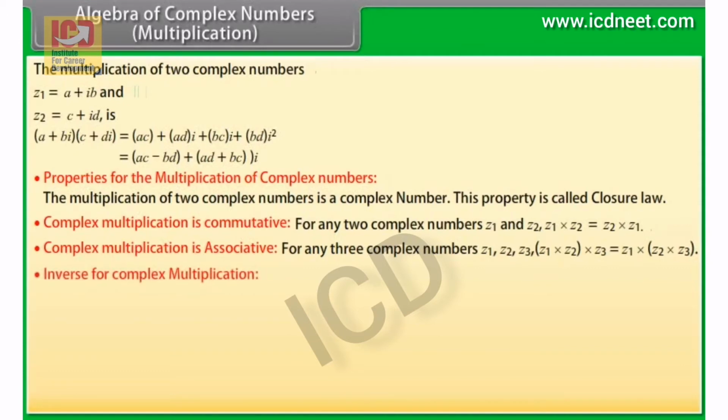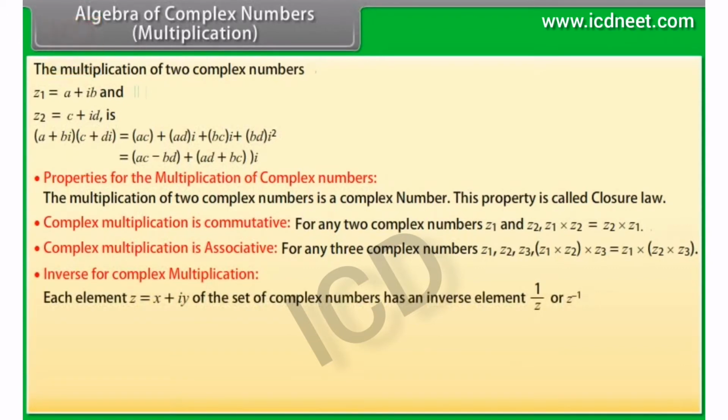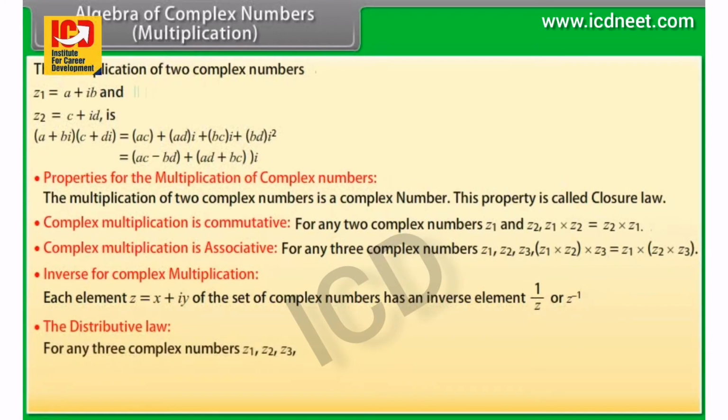Inverse for complex multiplication. Each element z is equal to x plus iota y of the set of complex numbers has an inverse element, 1 by z or inverse of z. The distributive law. For any three complex numbers z1, z2, z3, z1 into (z2 plus z3) is equal to z1 into z2 plus z1 into z3. (z1 plus z2) into z3 is equal to z1 into z3 plus z2 into z3.